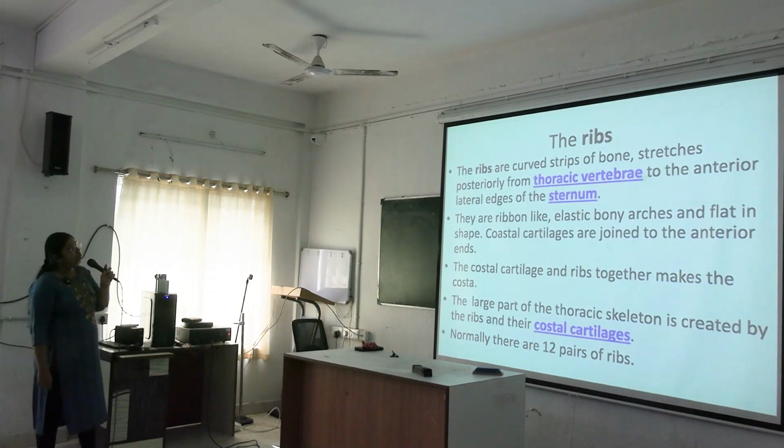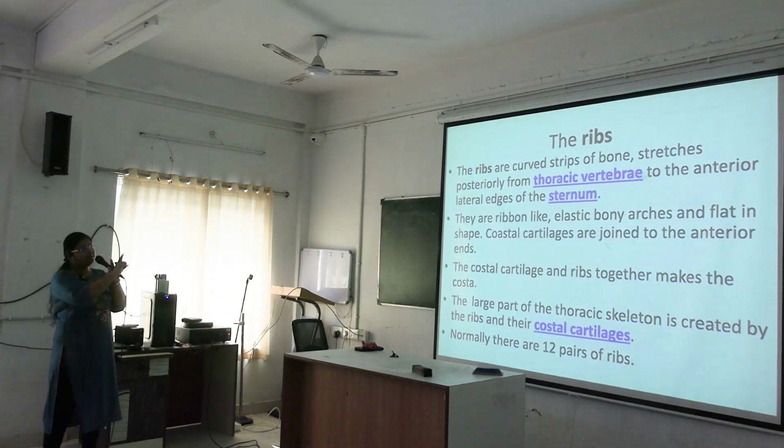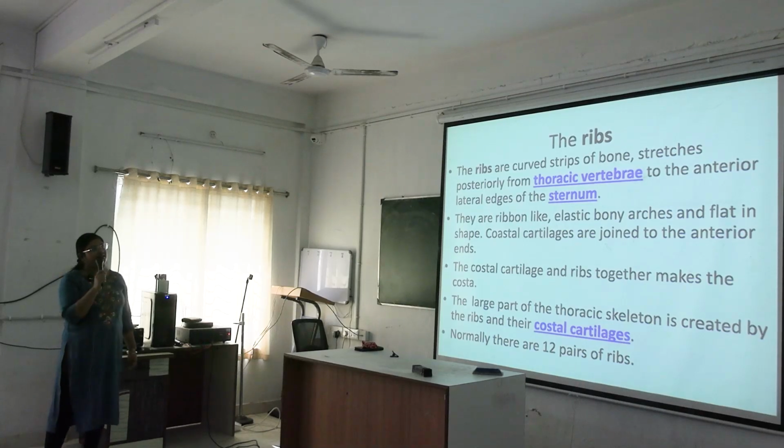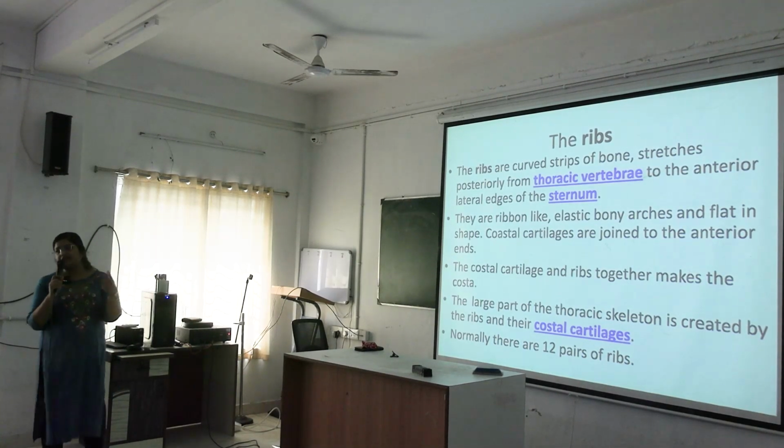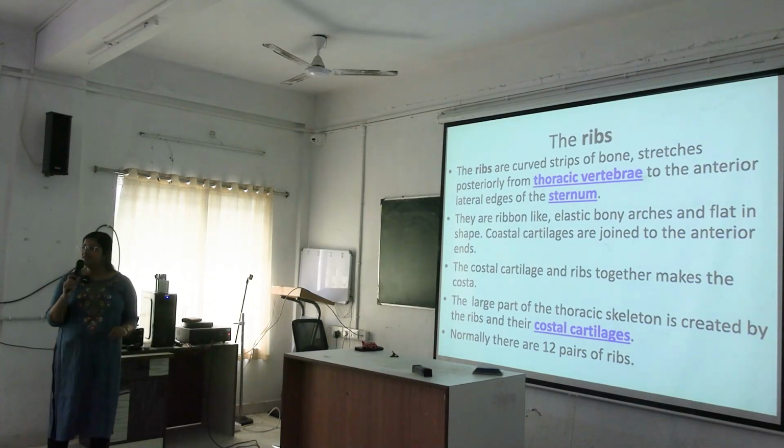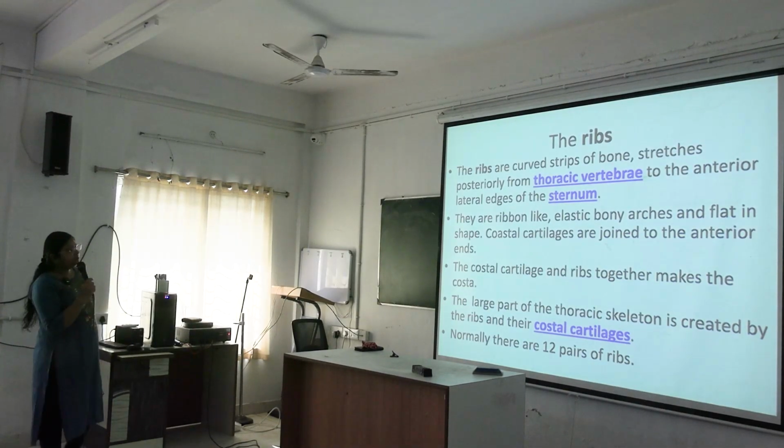Okay? And costal cartilages. Costal cartilages are joined to the anterior ends. Okay? And via the costal cartilages, the ribs are joining with the sternum. And the costal cartilage and ribs together make the costa.